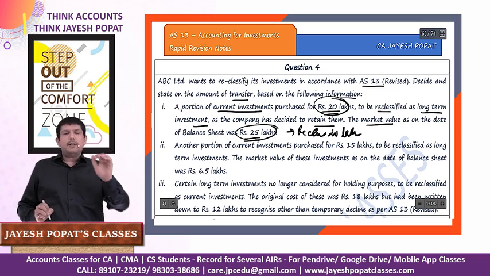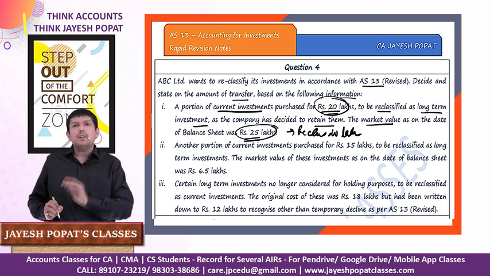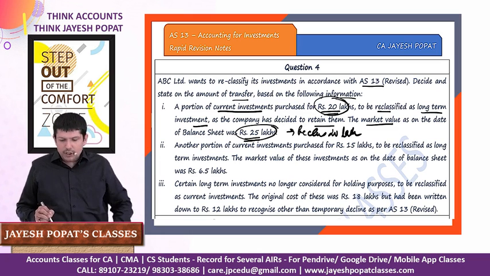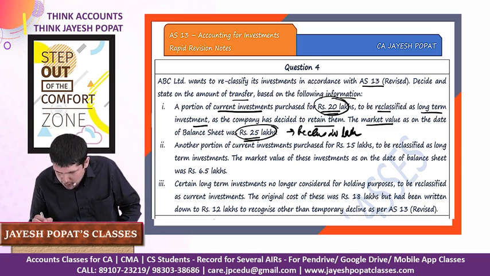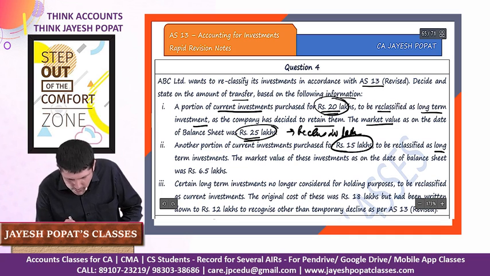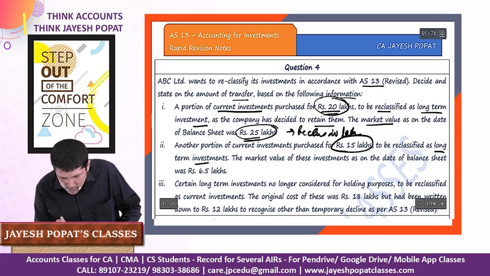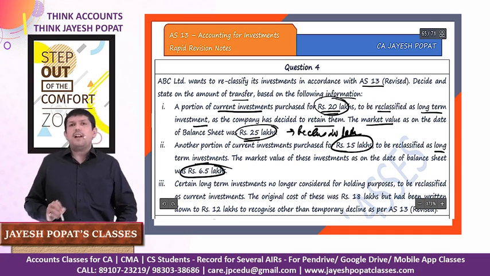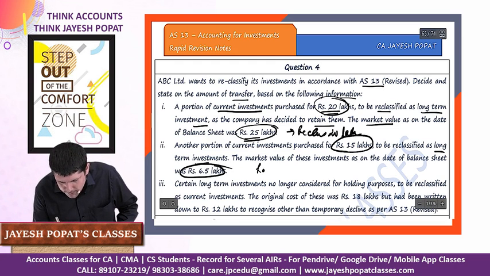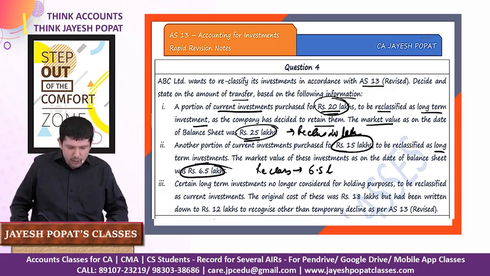Clear about this? We'll compare the cost and fair value, and whichever is lower will be the value at which the transfer shall be made. Another portion of current investment purchased for 15 lakh is to be reclassified as long term. The market value of these investments is only 6.5 lakh. So cost or fair value, whichever is lower. So in this case, the reclassification has to be made at 6.5 lakh because the fair value is lower.